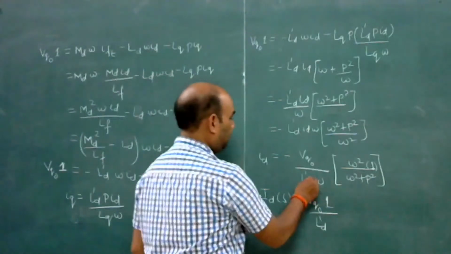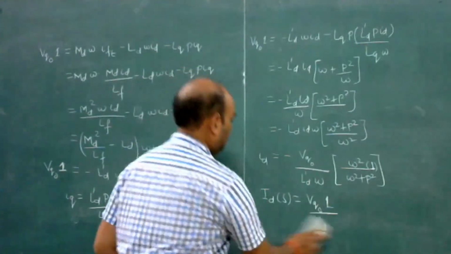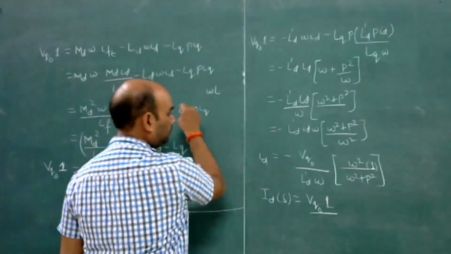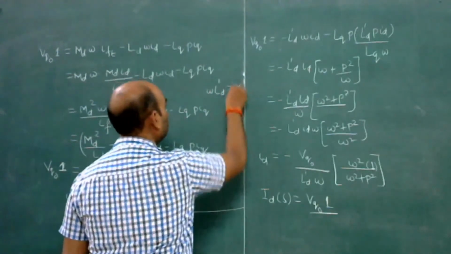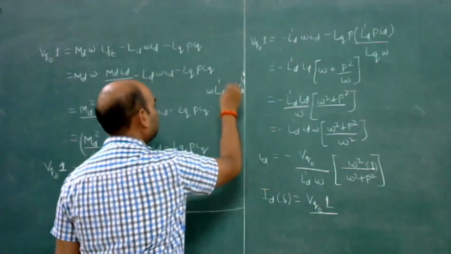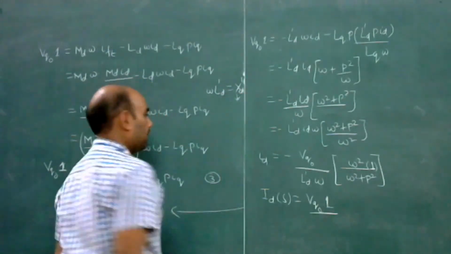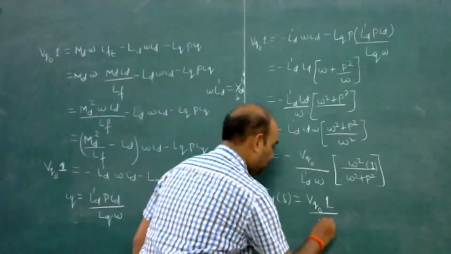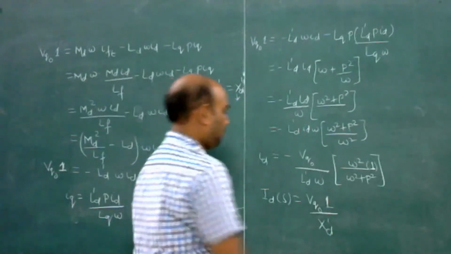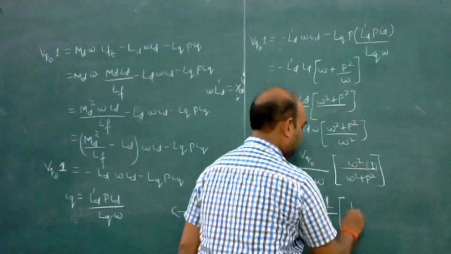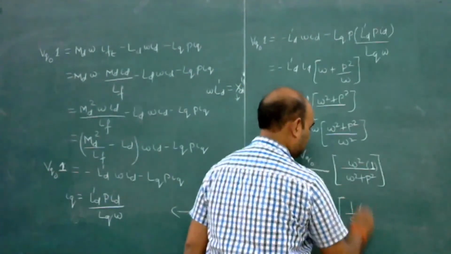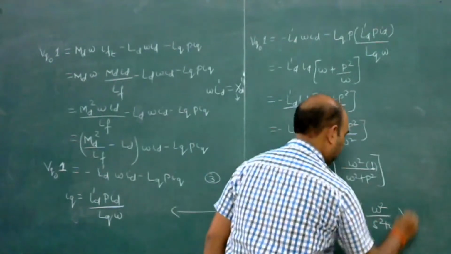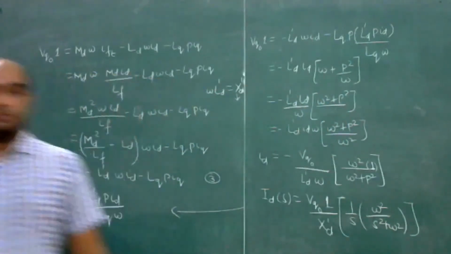and LD, and x cube can be written as omega into inductance, which is equal to xd dash. It is the d-axis transient reactance. Okay, so this is xd dash. Okay, and this will be 1 upon s, and this is omega square upon s square plus omega square. Okay.